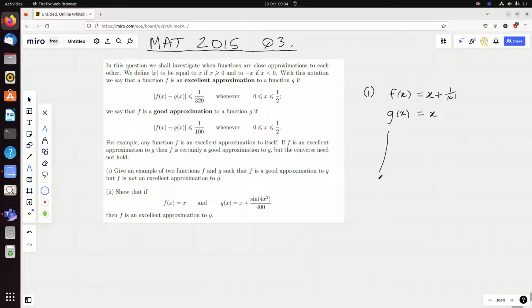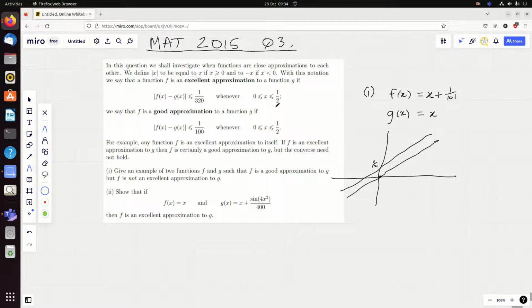And because they're linear functions, one is y equals x, and the other is y equals x plus a bit, 1 over 101 there on the y-axis. They're always going to have the same difference in the y coordinates, which is what we're really finding here, and that difference will be 1 over 101, because if you subtract the functions, you get 1 over 101. Obviously, that's slightly smaller than 1 over 100, which makes it a good approximation, but it's not an excellent approximation.